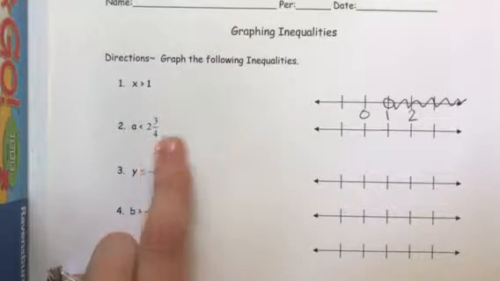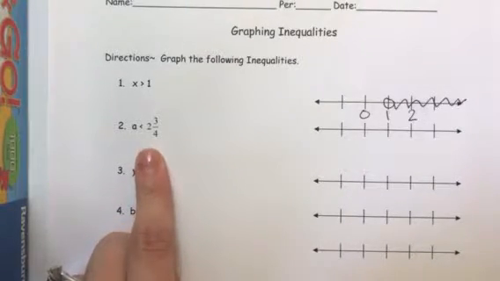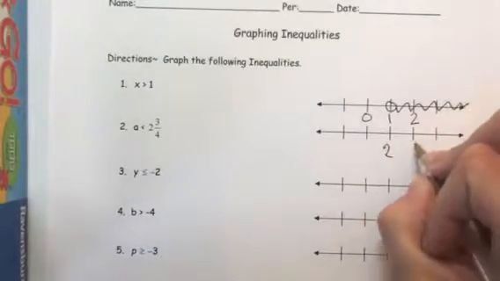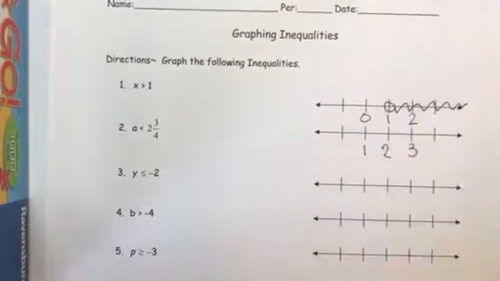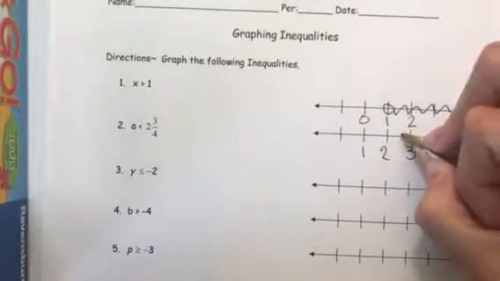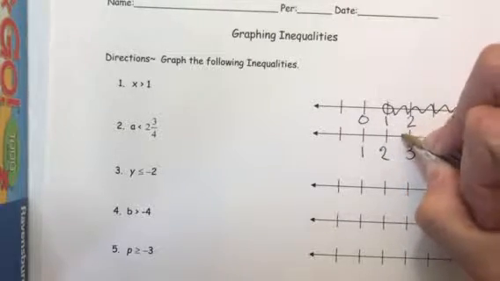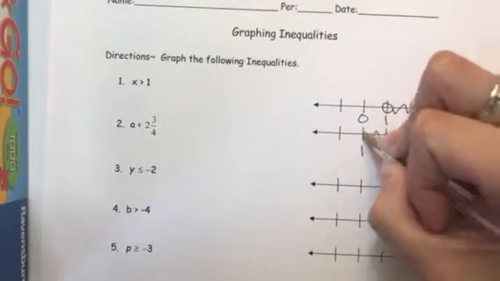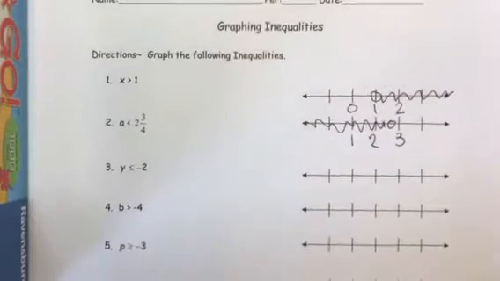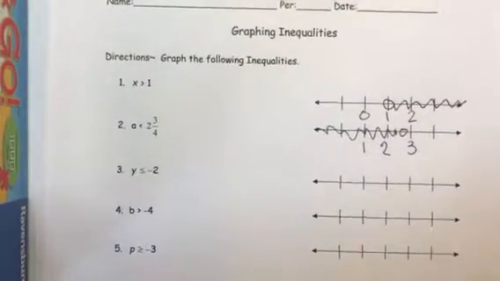2 3/4, so we're not quite to 3. This would be like 2.75. Okay, so we're going to be closer to 3 than we are to 2. That's going to be an open circle, and we are going to shade to the left, right? Less than tells us to shade to the left.